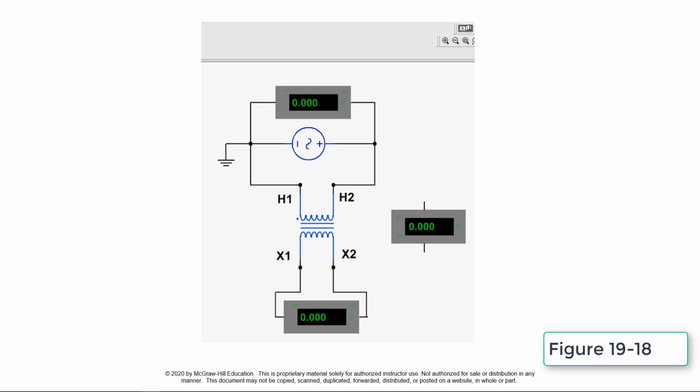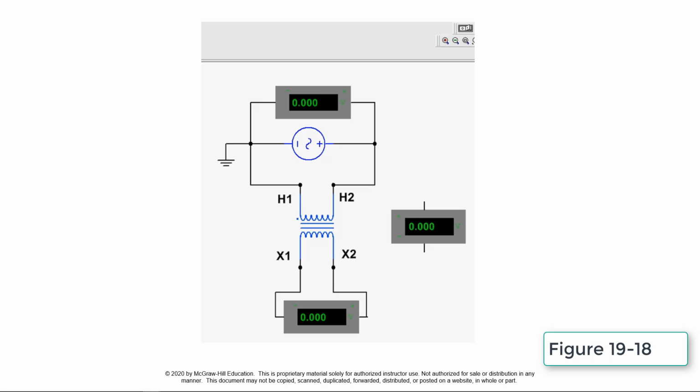This circuit simulates how to verify transformer polarity labeling. The location of the H and X terminals indicate whether the transformer was designed to be either additive or subtractive. A transformer is said to have additive polarity when terminal H1 is diagonally opposite terminal X1. A transformer is said to have subtractive polarity when the terminal H1 is adjacent to terminal X1.